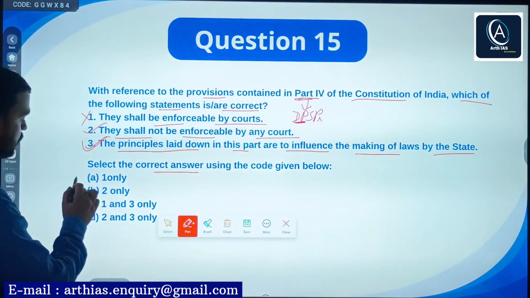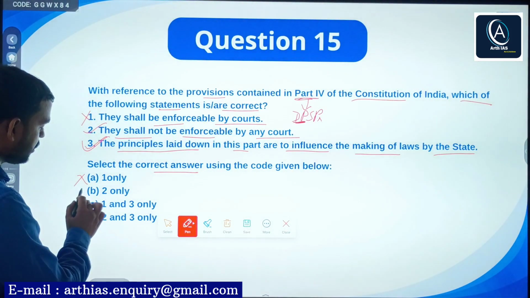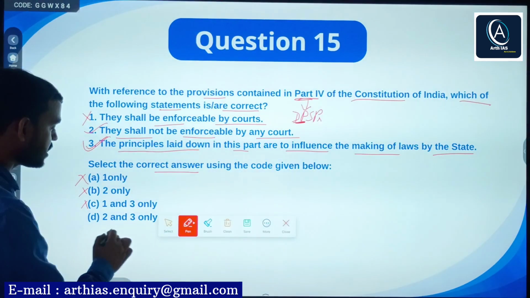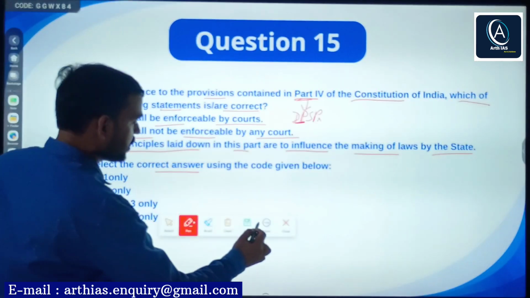Correct answer. A says 1 only, no. B says 2 only, no. C says 1 and 3, no. D says 2 and 3. So D is the right answer of this question.